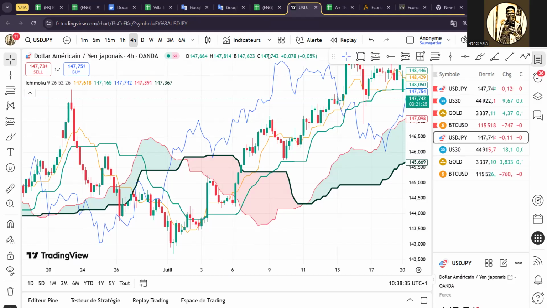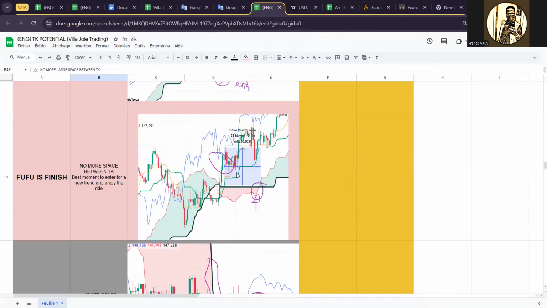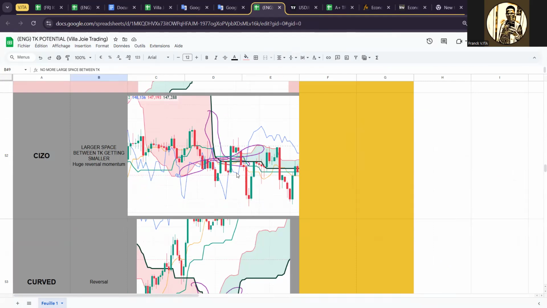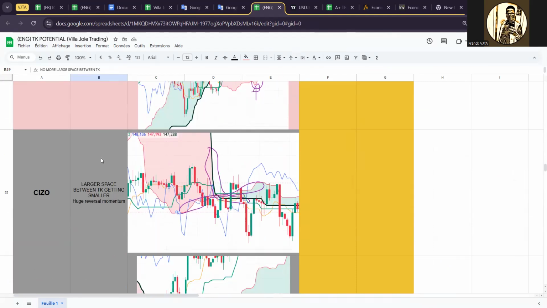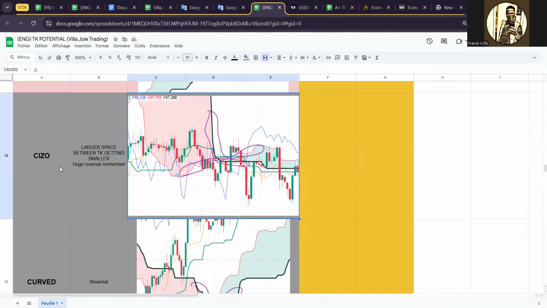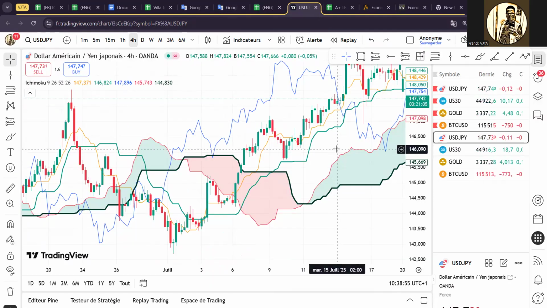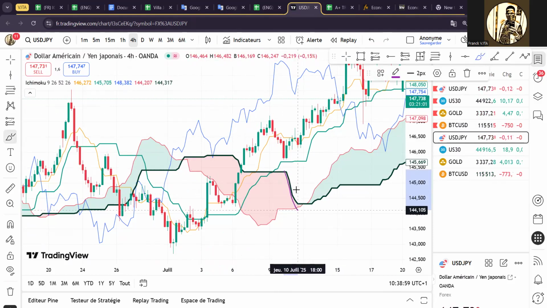So after that, let's now talk about the scissors. I need to write it like the scissors in English, but I will not write it in the right language. I will leave it like that. Scissor is a reversal sign of the cloud.